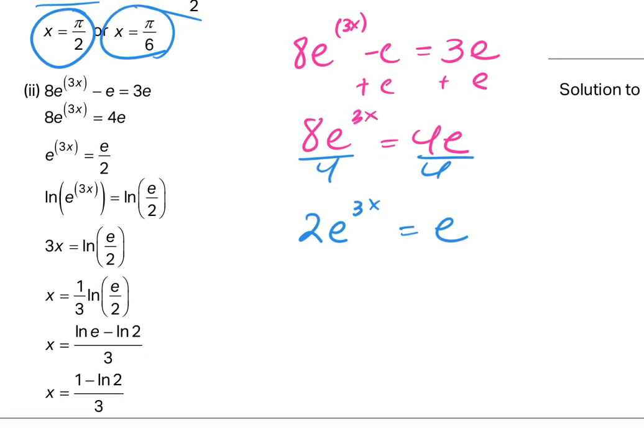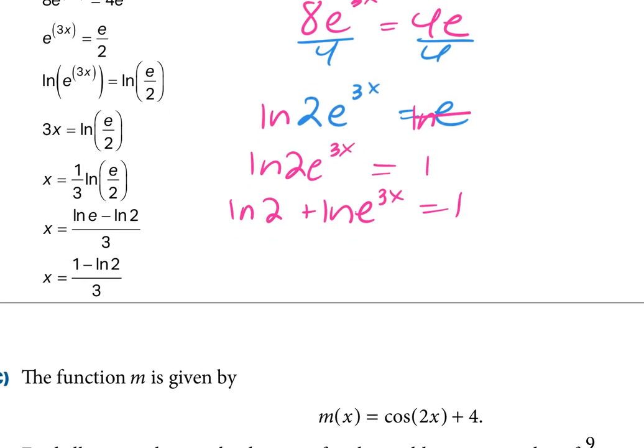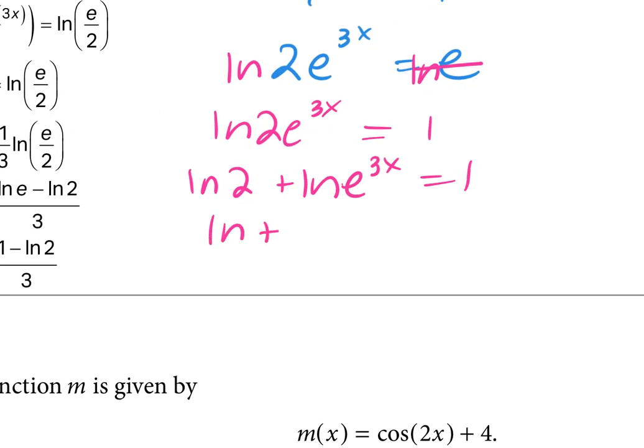And then in order to get to that exponent, we have to ln both sides of the equation. Ln of 2e to the 3x would equal 1 because ln of e cancels to give you the exponent. And then in order to get the 2 off the e, you have to expand that. So ln of 2 plus ln of e to the 3x equals 1. Ln of e to the 3x becomes ln of 2 plus 3x equals 1.